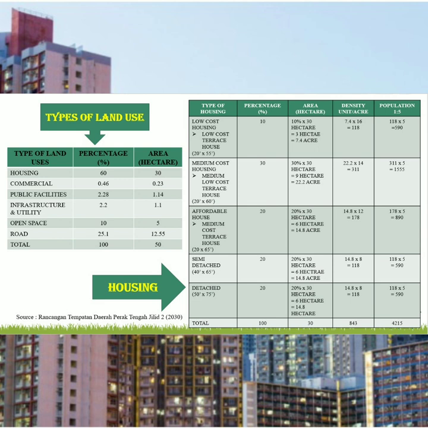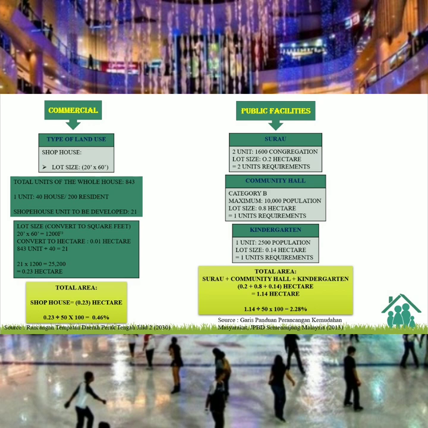So, the population of housing is 4,215, which means 30 hectares for housing. Next, for commercial, the main use for commercial is shop house. The total units of the shop house is 843 units, which means 1 unit equals 40 houses or 200 residents.